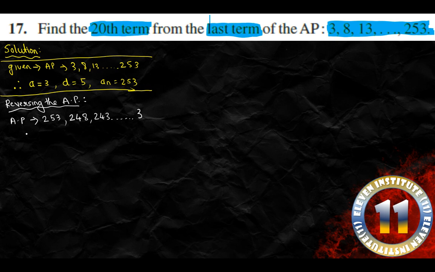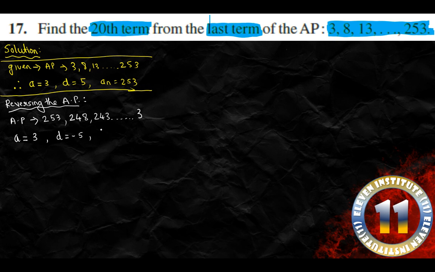Now for this arithmetic progression, I can write over here first term is 3, right? Common difference is minus 5. Last term is 3, but I don't want that. Now what I want to find, I want to find the 20th term from last.